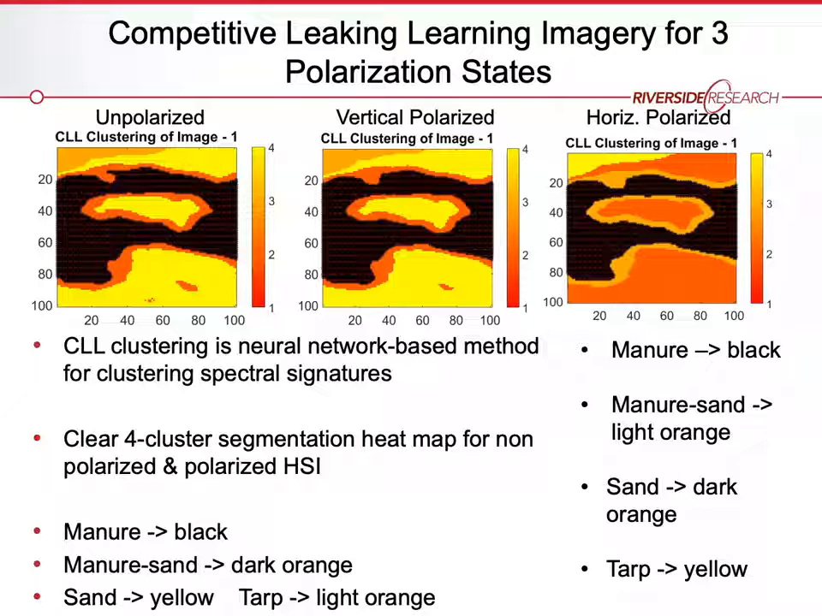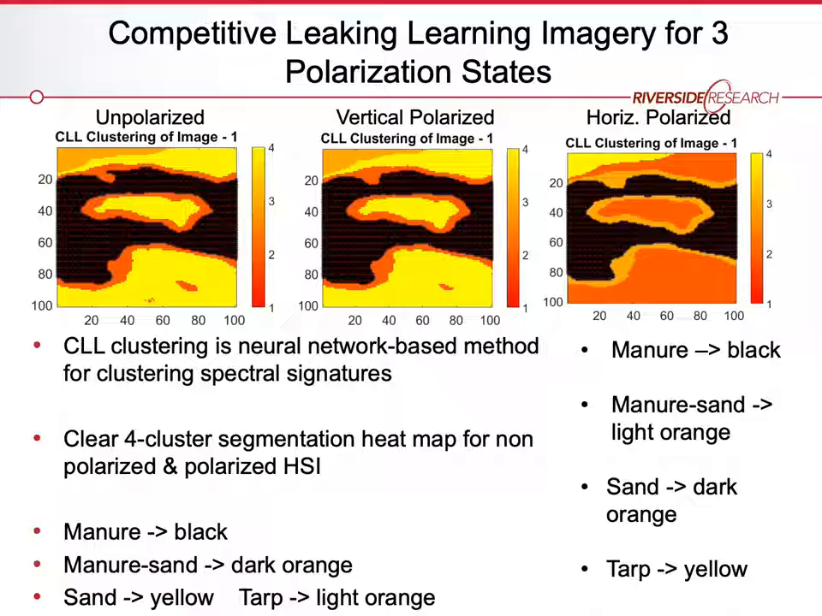The way that it works is that for a data set, it takes pixels, which are also spectral signatures, and places similar pixels in the same group, such that menorah spectral signatures are with menorah spectral signatures, sand spectral signatures are with sand spectral signatures, and so on.